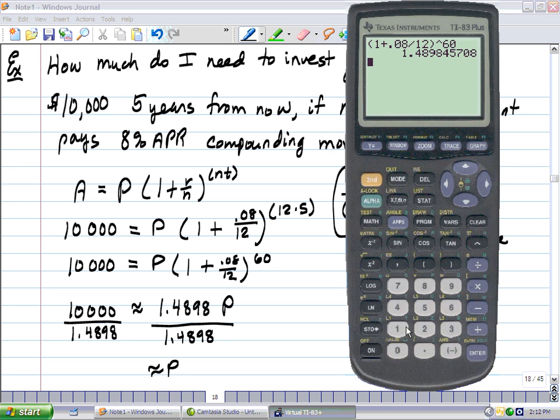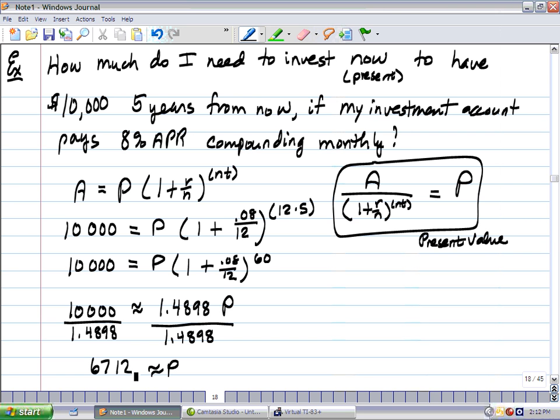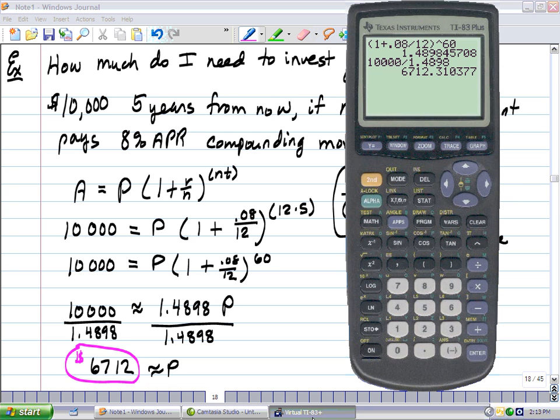So 10,000 divided by 1.4898 is $6,712. Approximately. Be safe. Just go ahead and put in $6,713 and you will have some extra. So that's how much they could put in now. I'm going to round to the nearest dollar. And like I said, I could put in a little more.